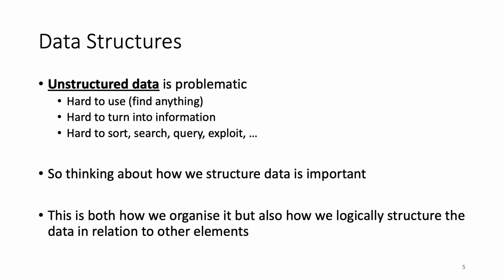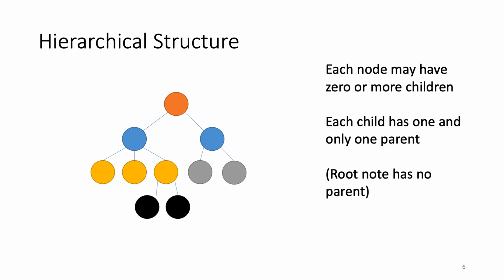So we need to think very carefully about how we structure data. And when we structure it, we talk about how we organize it, sure, but also how it's structured in relation to other elements. And this comes back to what we were talking about last week, the relationship between entries in the database, because we need to map these relationships in a meaningful and useful way to represent the data, because that allows us then to exploit it and to find the links within it. So one of the most common ways of storing data, and it's still used in most file systems, is the hierarchical structure, where we start with an item and we have parents and children. So things come from a parent, they go down to children, and each node may have 0 or more children.